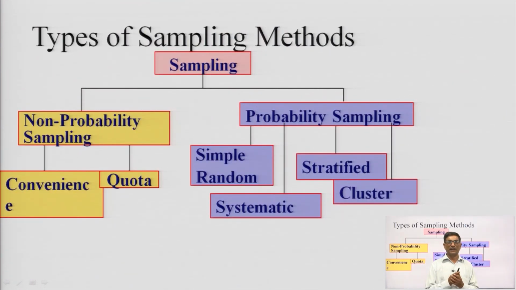Now types of sampling. Sampling are two types, non probability sampling and probability sampling. Probability sampling is further divided in 4 types: simple random sampling, stratified sampling, cluster sampling and systematic sampling. Non probability sampling is convenience sampling and quota sampling.